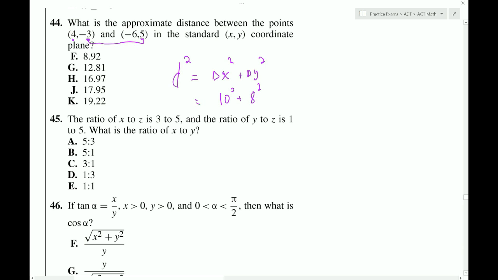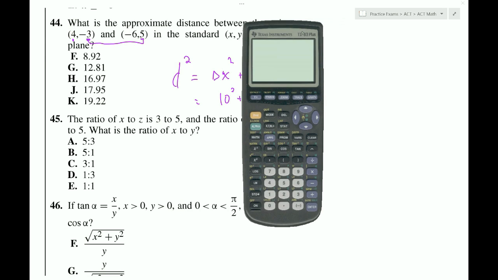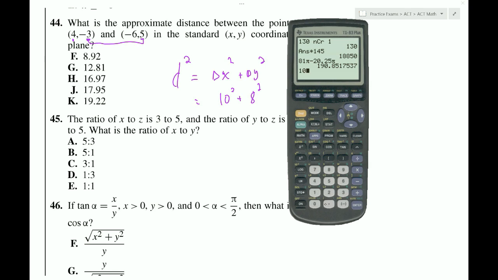So now we can consult our calculators, and we can do 10 squared plus 8 squared. We get 164. We take the square root of that answer, and we get 12.8.